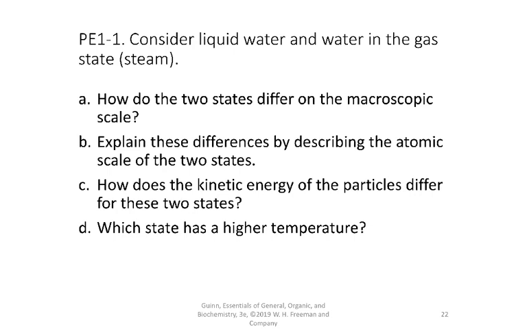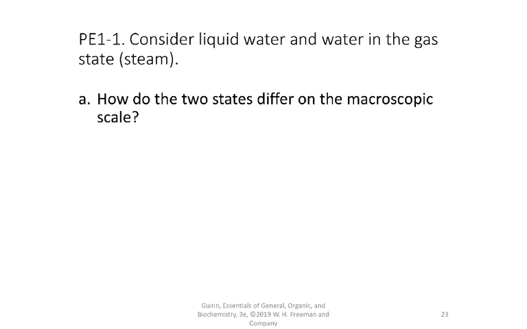Okay, we're going to finish up with this question. So we're going to spend some time on this. This is practice exercise 1-1. We're going to be thinking about liquid water and gas water, or steam. There's 4 parts that kind of capture a lot of this whole section. So part A, how do the 2 states differ on the macroscopic scale? B, explain these differences by describing the atomic scale of the 2 states. C, how does the kinetic energy of the particles differ for these two states, and which state has a higher temperature.